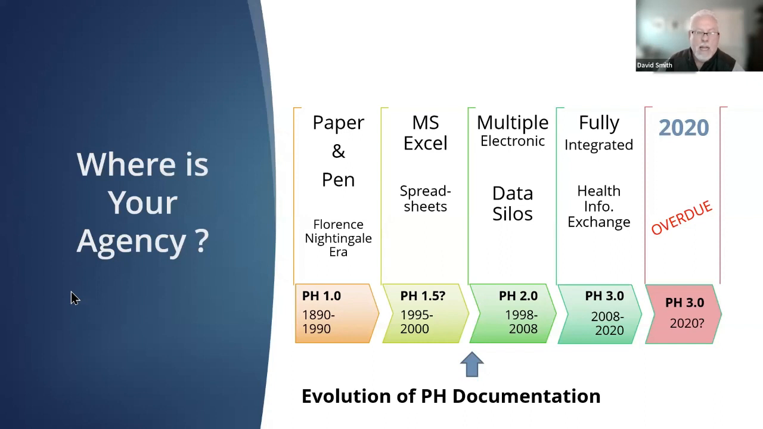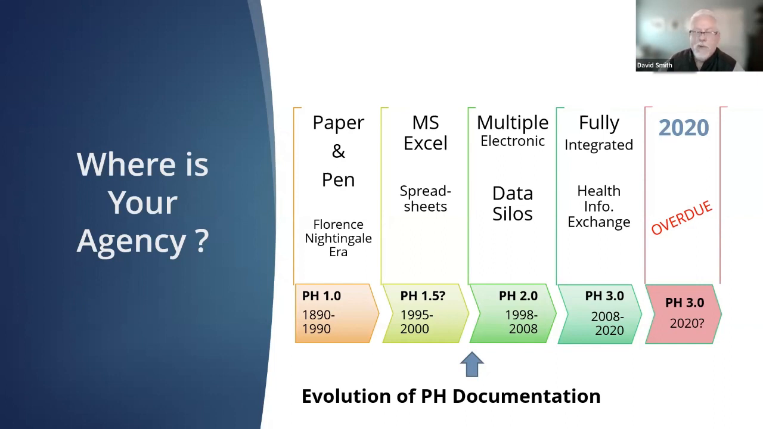One of the things I always like to ask when I'm doing a presentation, and you can't all answer me because there's several of you in the room, but look at this slide and decide where you think your agency's at, somewhere between the Florence Nightingale era of 100 years ago, coming through spreadsheets back just before 2000 and data silos, something we're talking about today. And then where we're all supposed to have arrived 3 years ago was Public Health 3.0. Where are you on that continuum?